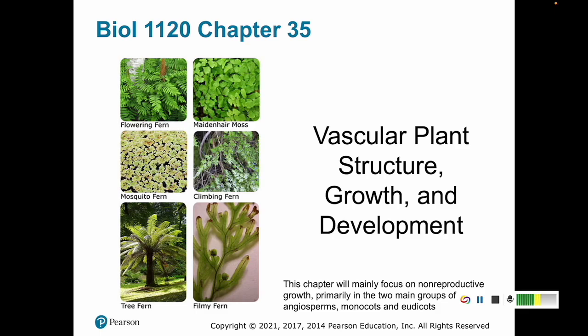In this chapter, we're mainly going to talk about how they grow in terms of non-reproductive growth. So how their roots grow, how their stems grow. And we're mainly going to focus on the angiosperms, especially those two groups, the monocots and the eudicots.